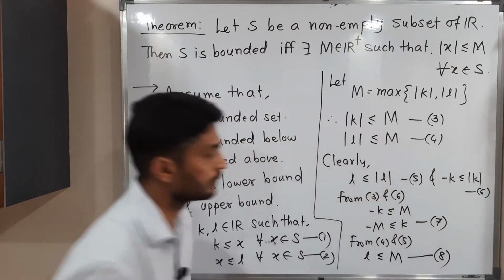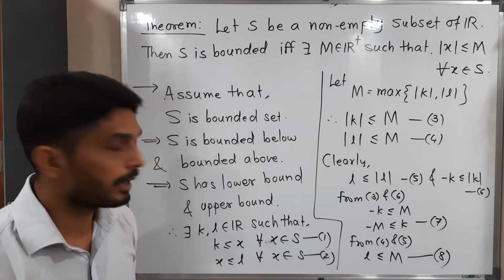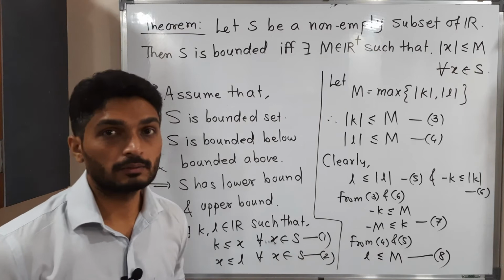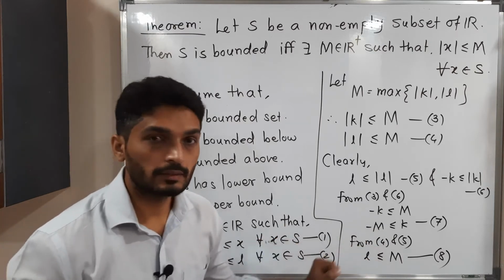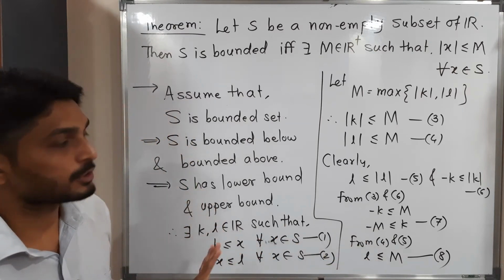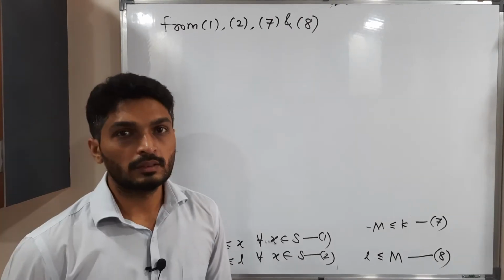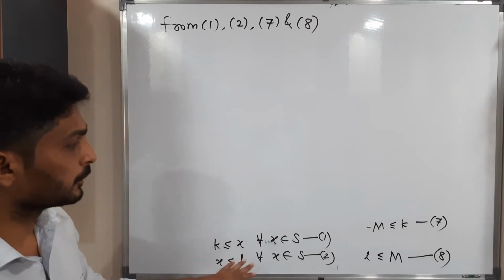Now, you know what I'm going to do? I'm going to combine 1, 2, 7, 8. Let us combine 1, 2, 7, 8. There is no more space to write, so first make a screenshot of it, then we will go further. Okay, so let us combine 1, 2, 7, 8.